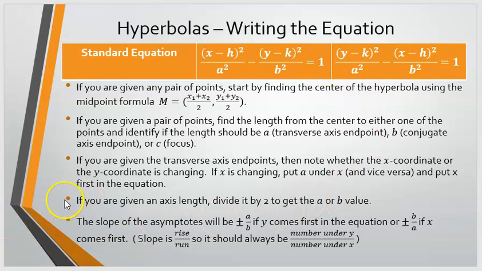This next rule is also a repeat. If they give you an axis length, make sure you remember to divide it by 2 to get a or b, because the axis lengths are 2a or 2b.